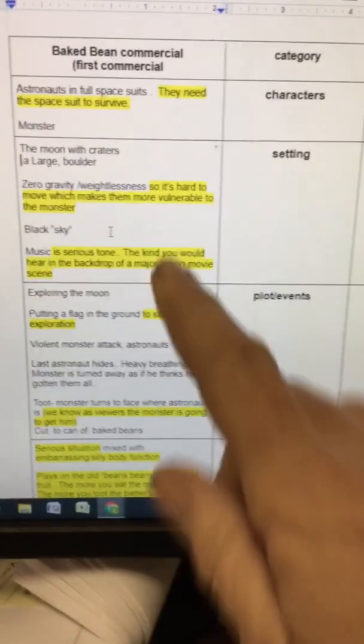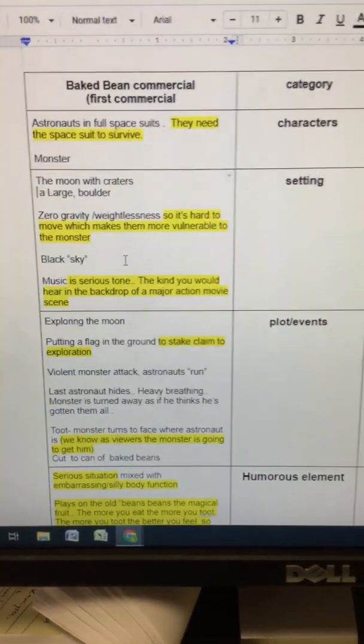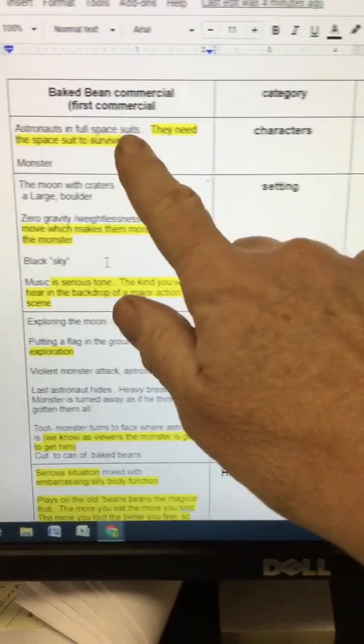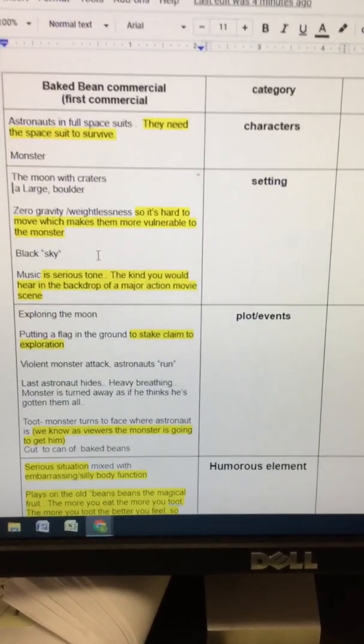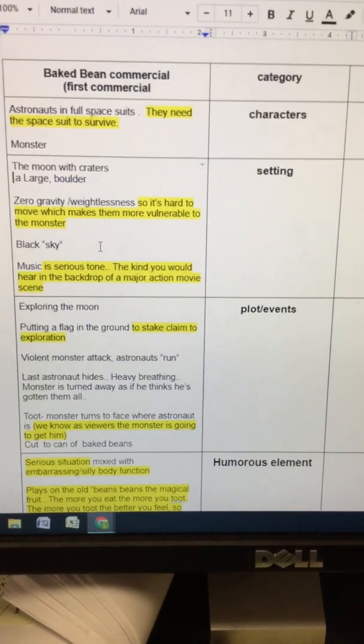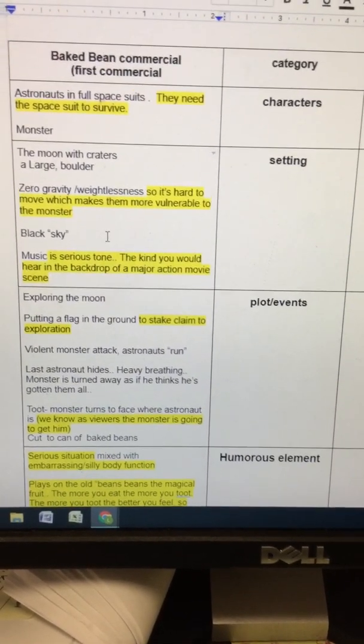So I have some things that are highlighted on my chart and some things that aren't. Let's take a look at those characters. Yes, there are astronauts in full spacesuits. Yes, there's a monster. But if that's all I took notes on and I never made an inference, then the work that I'm doing is not middle school level work. We have to make sure that we infer.